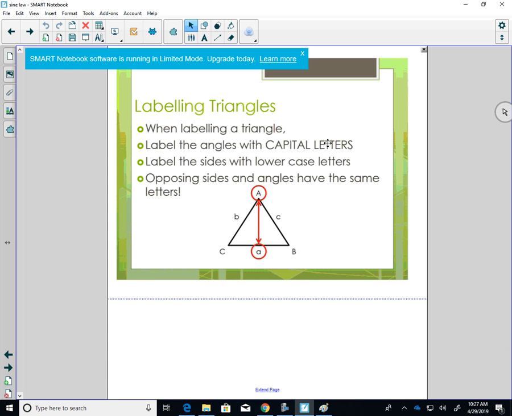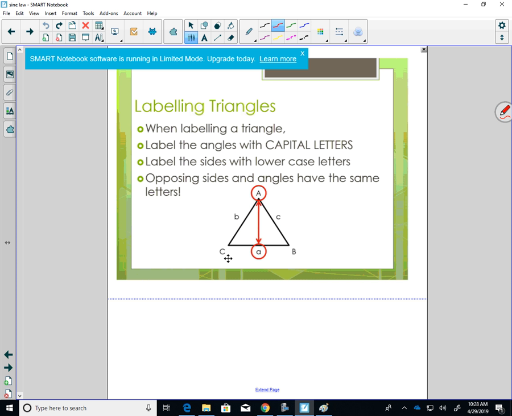Are you with me? Okay, listen to me though. Angles are capitals, the sides are lowercase letters, and opposing sides and angles have the same letters. So if angle A is at the top, side A is opposite it. Here's angle A, right? And then side A is opposite it.